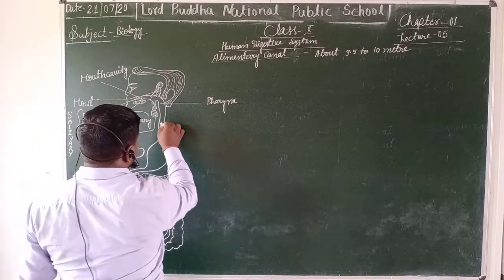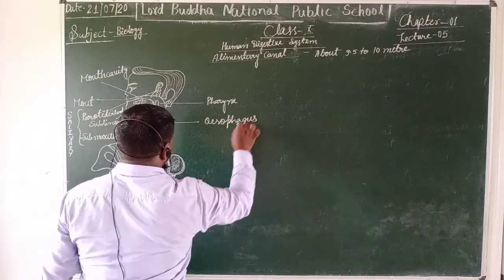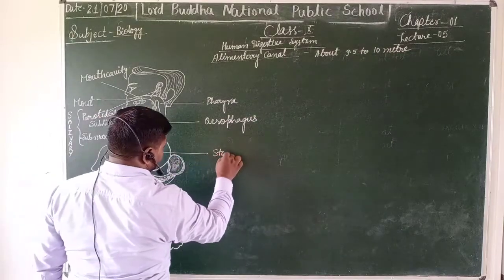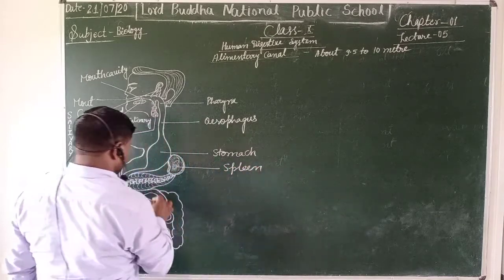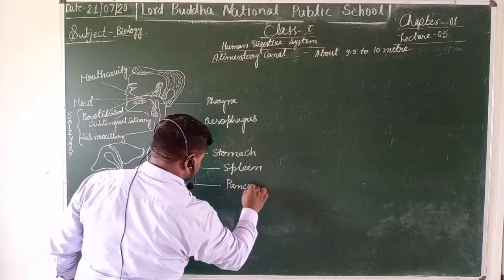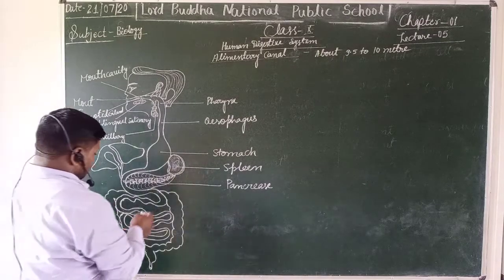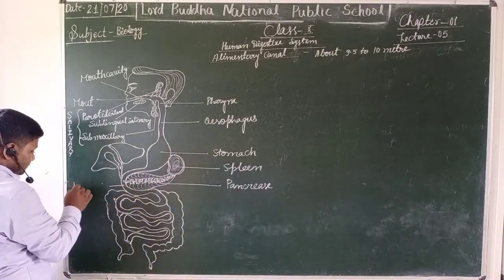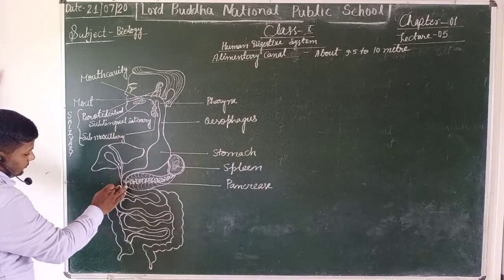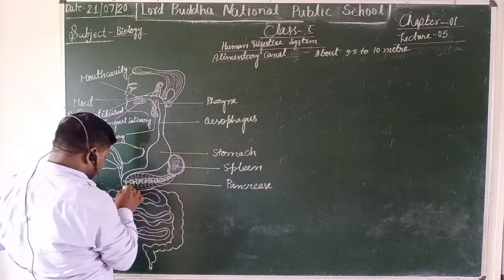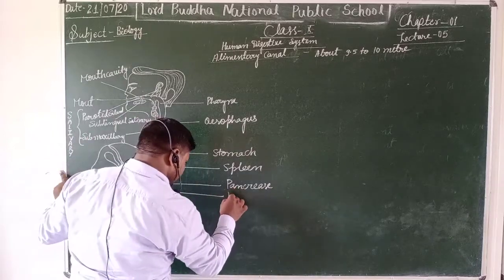This is the pharynx. Now this is the oesophagus. This is the stomach, spleen, pancreas, and duodenum. This is the first part of the small intestine. I want to label it on the right side of the diagram.